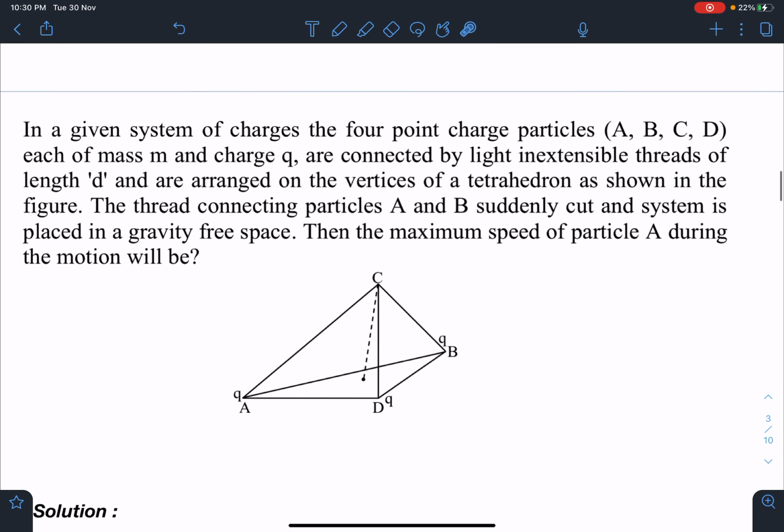So here, in a given system of charges, the 4-point charge particles A, B, C, D, each of mass m and charge q, are connected by light inextensible threads of length d, and are arranged on the vertices of a tetrahedron as shown in the figure. The thread connecting particles A and B is suddenly cut, and the system is placed in gravity-free space. Then the maximum speed of particle A during the motion will be.